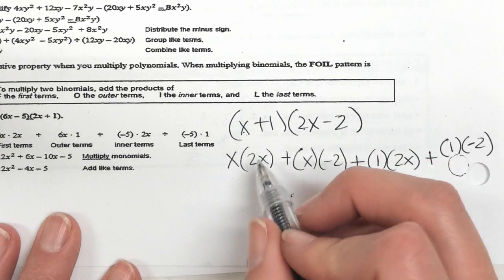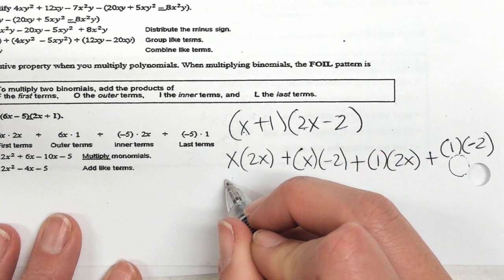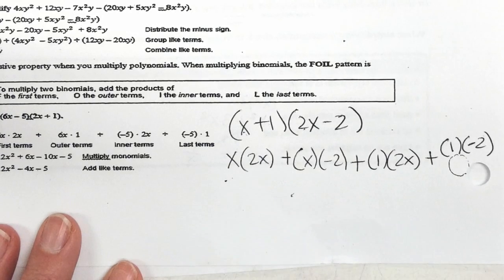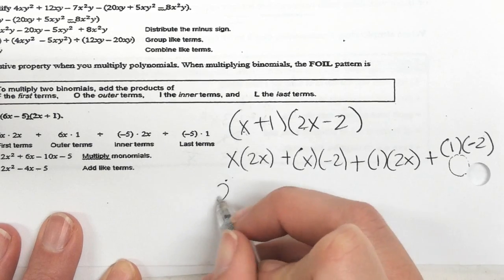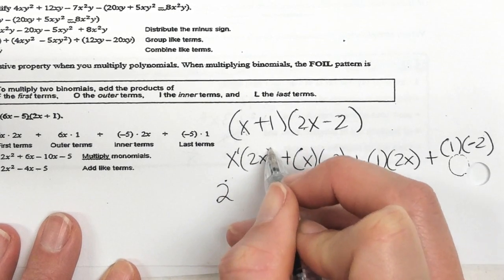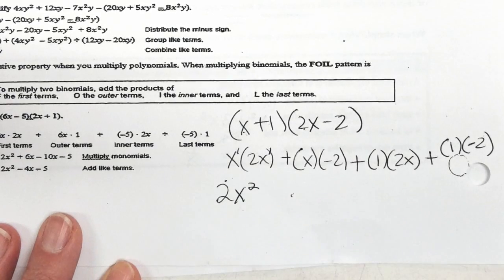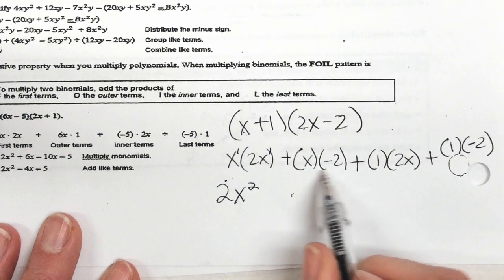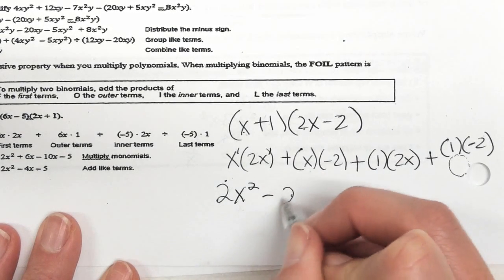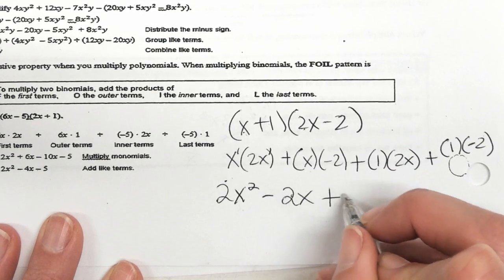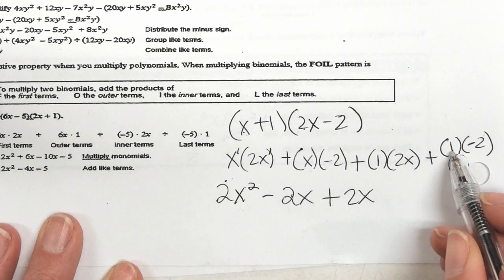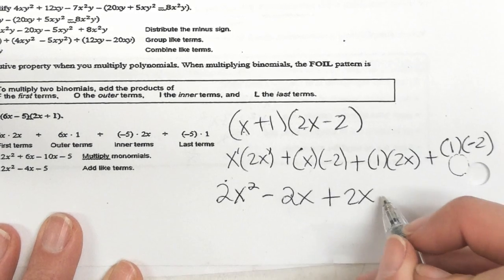So what's x times 2x? Remember, we just went over this. These have the same base, right? You keep the base, the exponents, you do what with? Good. So 2x squared. What's negative 2 times x? Good. 1 times 2x. 2x and 1 times negative 2.